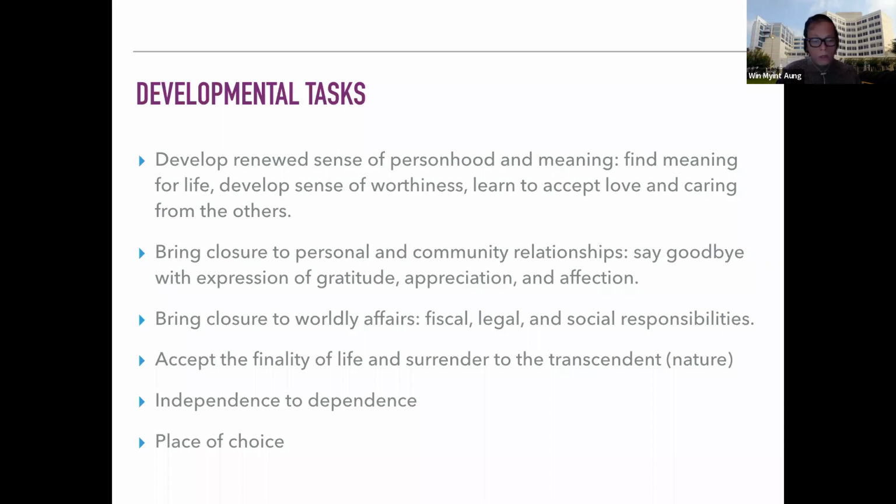It's a transition. So you have to make the transition smooth. And that is your responsibility as a palliative care doctor.